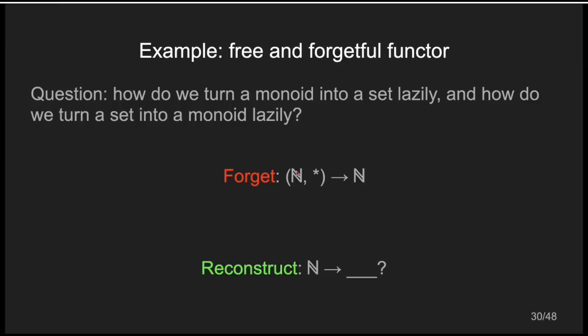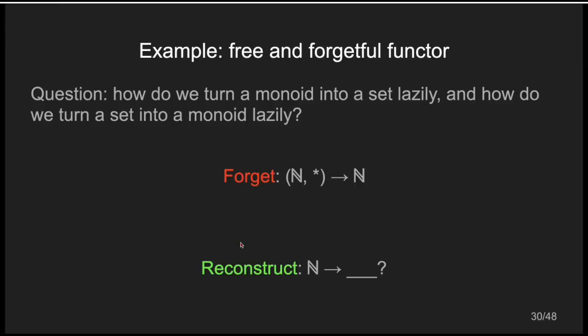So our forgetful functor, we're going to have our monoid. Our monoid is going to be our set of natural numbers along with some operation. I'm not going to say what the operation is, some arbitrary operation, it doesn't matter, which we'll just denote with an asterisk. Our forgetful functor asks, what's the laziest way to turn our monoid into just a set, just a regular set with no operation? Well, the easiest way to do that is just to forget about the operation. Just throw the operation in the trash and just keep the set. So take the natural numbers combined with the operation and turn it into just the natural numbers. So that's the easy part.